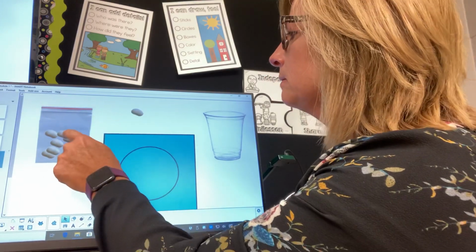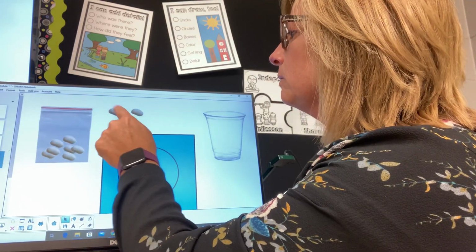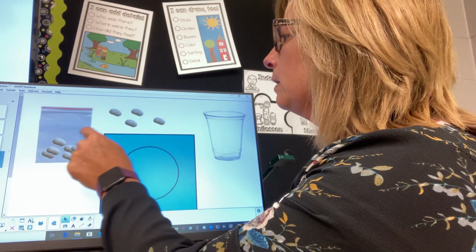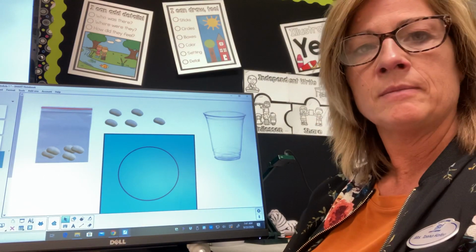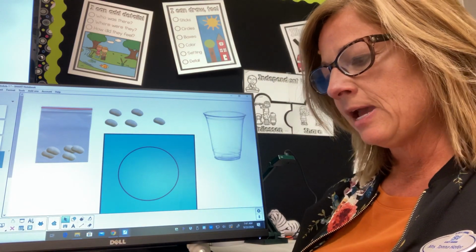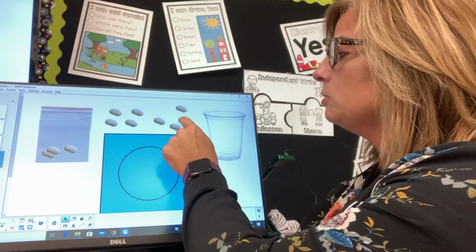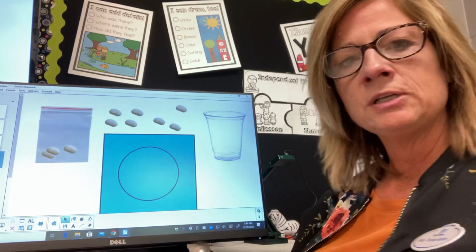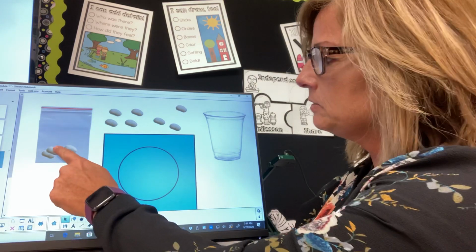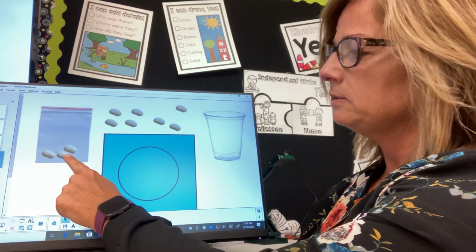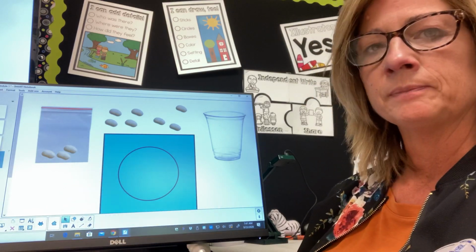Okay, 1, 2, 3, 4, 5. Okay? And then it says to take out 2 more counters. 1, 2. How many counters are left in the bag? That's right, there's 3. 1, 2, 3.